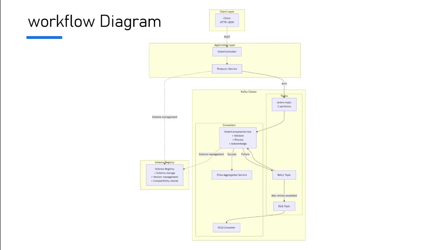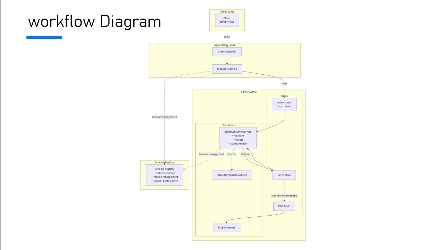First, the client sends an order as JSON via REST API. Here they might send order details like order ID, product name, and price. Second, the order controller receives this request and validates the input, checking that all required fields are present and valid. Once validated, it forwards the order to the producer service.